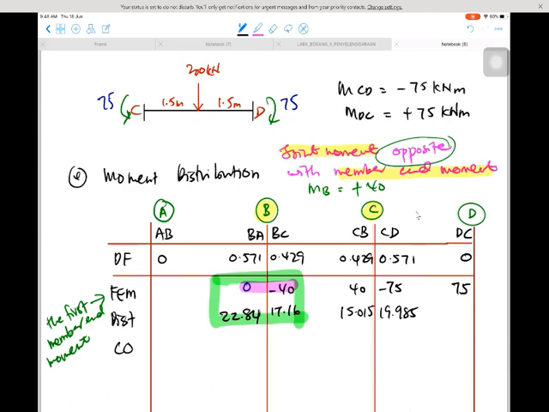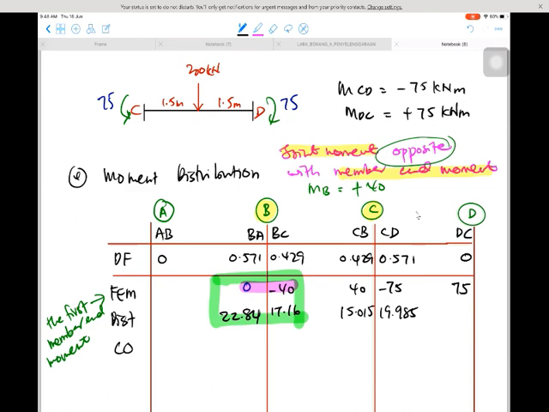So in the table we have to have a column for each member end moment, meaning AB and BA for member 1, BC and CB for member 2, and CD and DC for member 3. So there are 4 joints for this beam: A, B, C, and D.